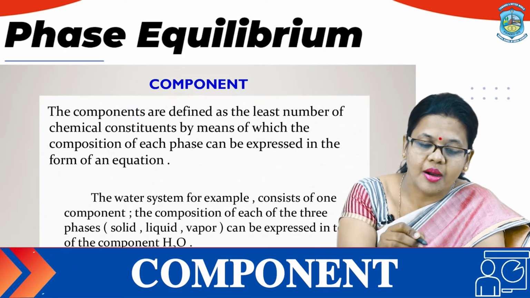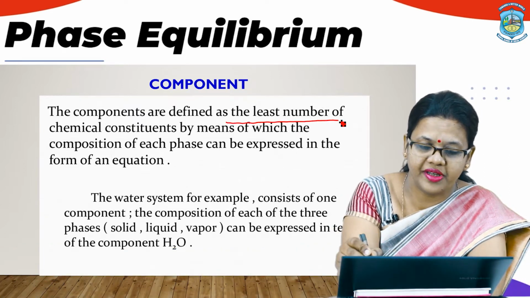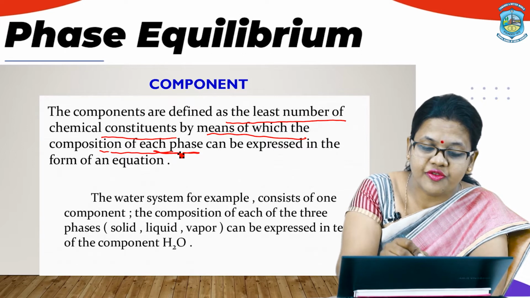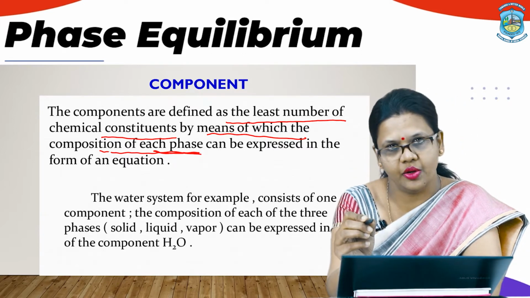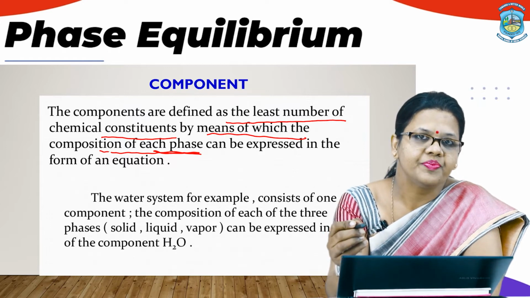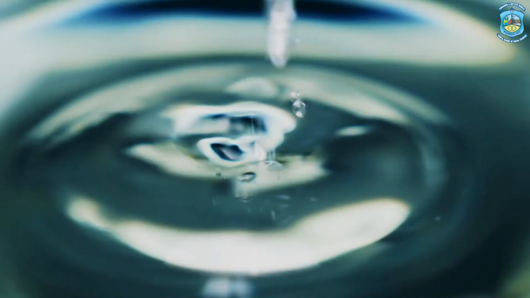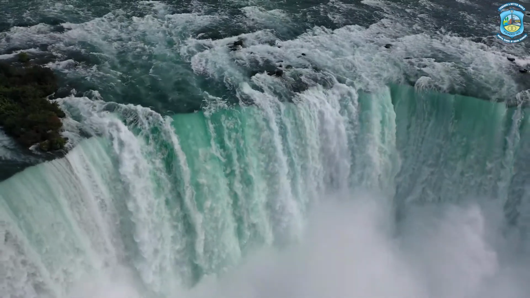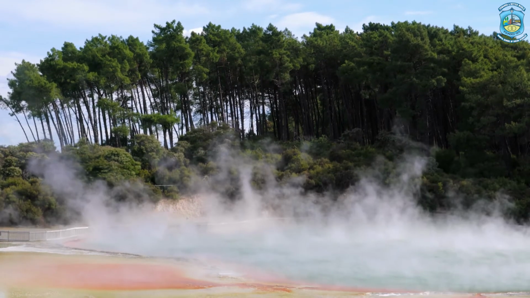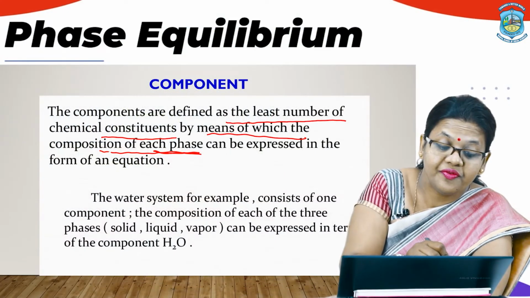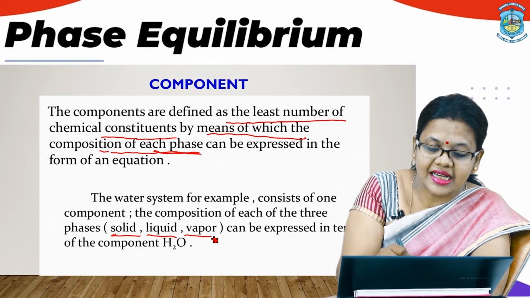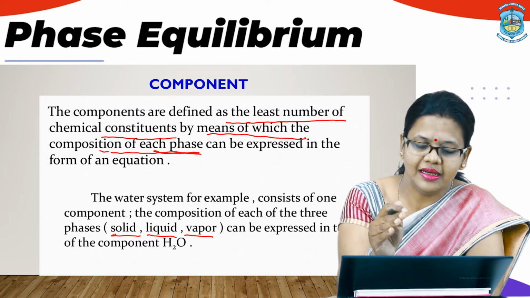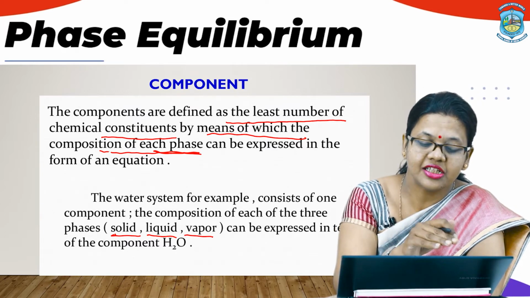Moving ahead to the second important term, that is component. Components, if we define, are the least number of chemical constituents by means of which the composition of each phase can be expressed in the form of an equation. For example, if you take the water system, we know that water exists in three different states: ice, which is the solid state, water, that is the liquid state, and steam, that is the vapor state. So similarly, this system of water has three different phases.